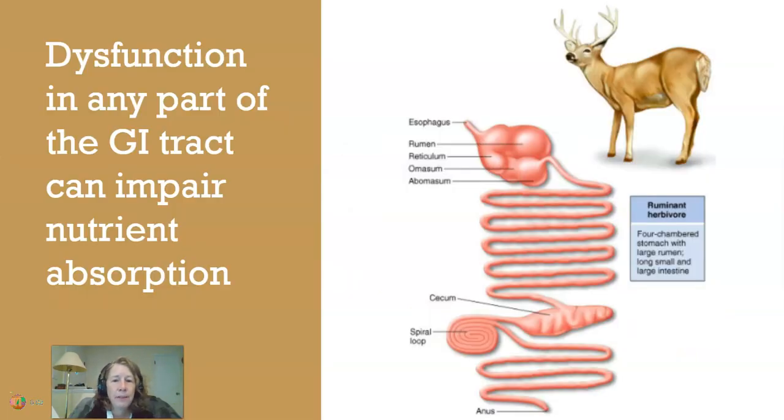And as we talked about in the carnivores and the omnivores, dysfunction in any part of the GI tract can impair nutrient absorption. So whether that's chewing, the esophagus, the small intestine, the cecum. But in this part, it can also include microbial dysfunction. So if we don't have the right microbes or don't have healthy microbes in the rumen, it can also upset nutrient absorption in our ruminants.